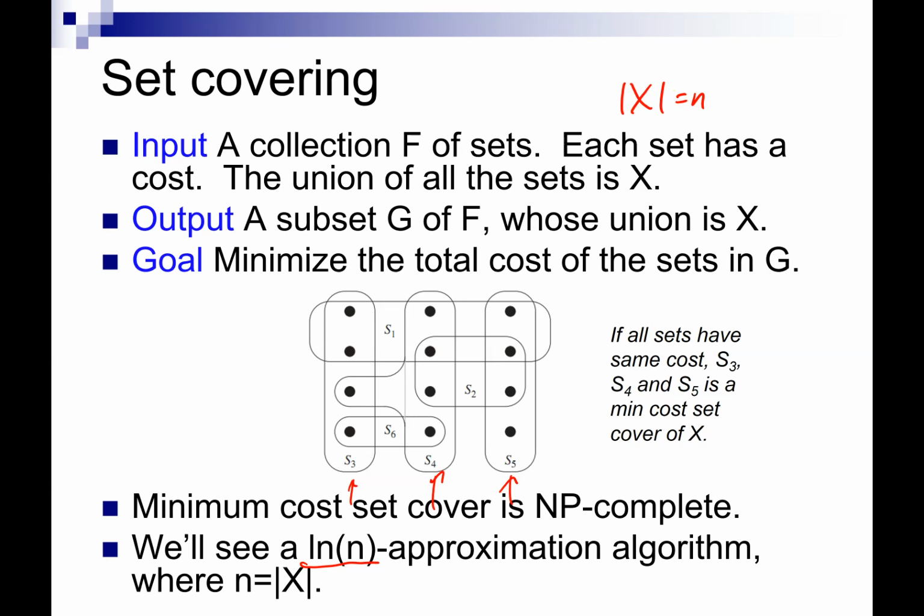This means that the larger X is, the worse this approximation factor, because this function is growing as a function of n. So if X is really large, we're going to get a somewhat poor approximation.